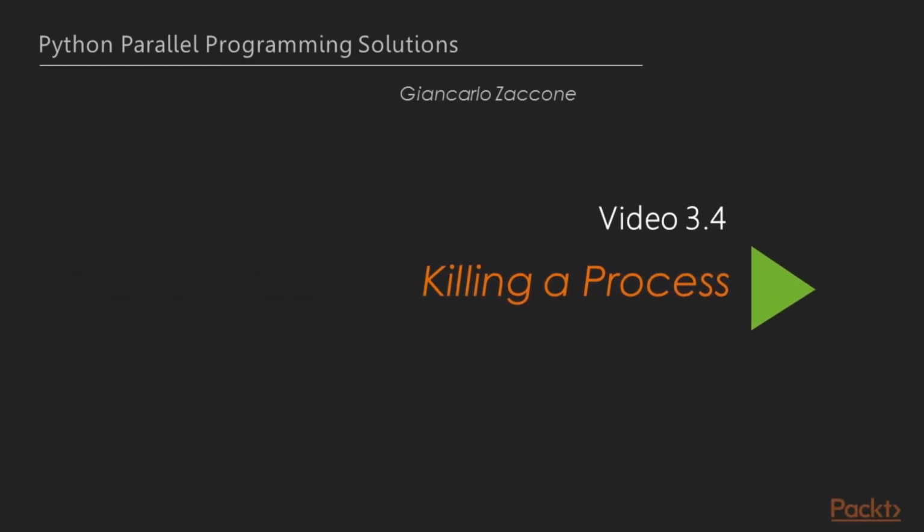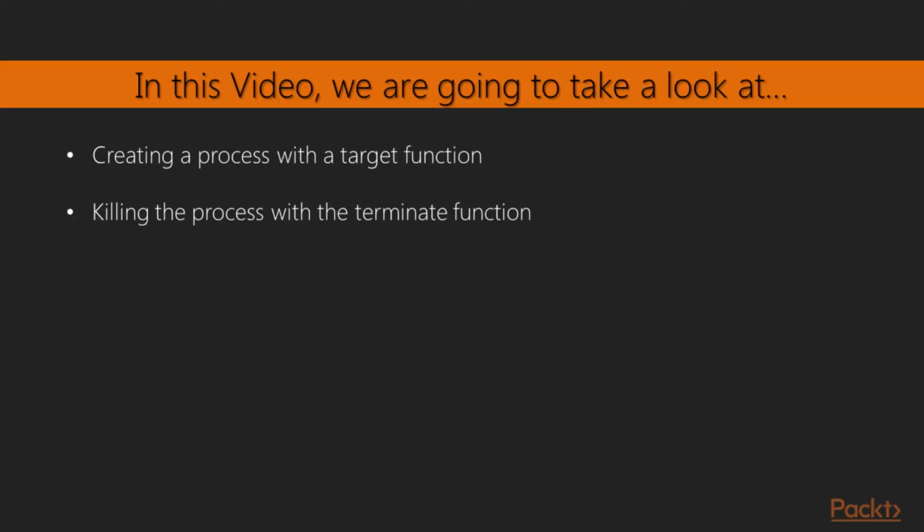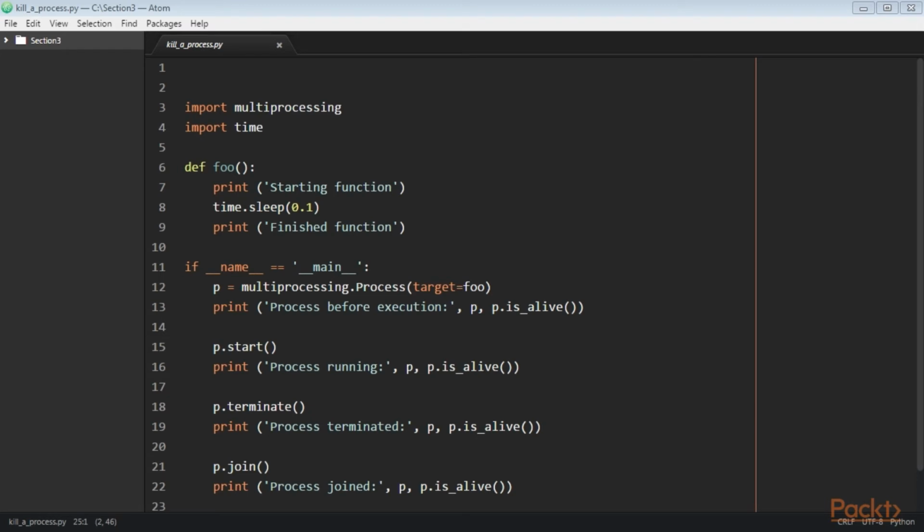In the previous video, we saw how to run a process in the background. Let's begin with the fourth video of this section, killing a process. In this video, we'll create a process with a target function. We'll then see how to terminate the process. It's possible to kill a process immediately using the terminate method shown here. Also, we use the isAlive method to keep track of whether the process is alive or not.